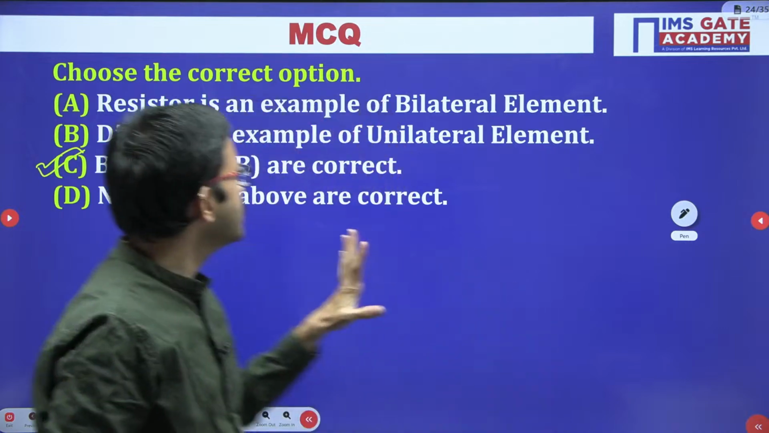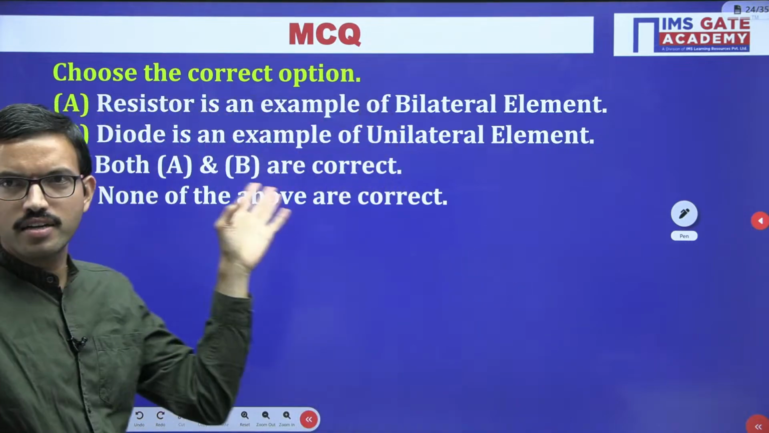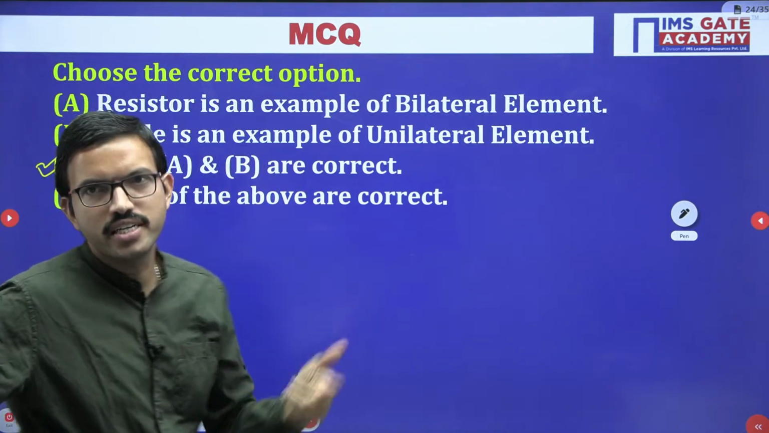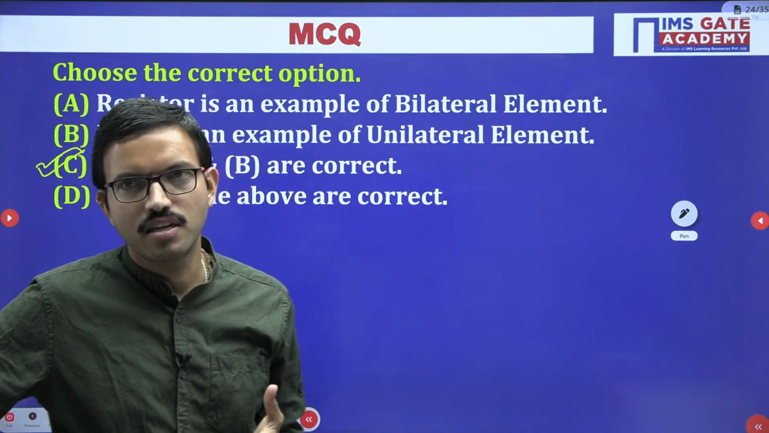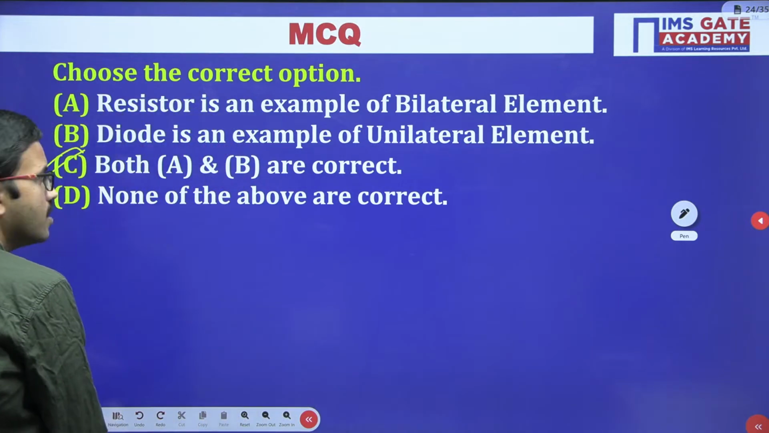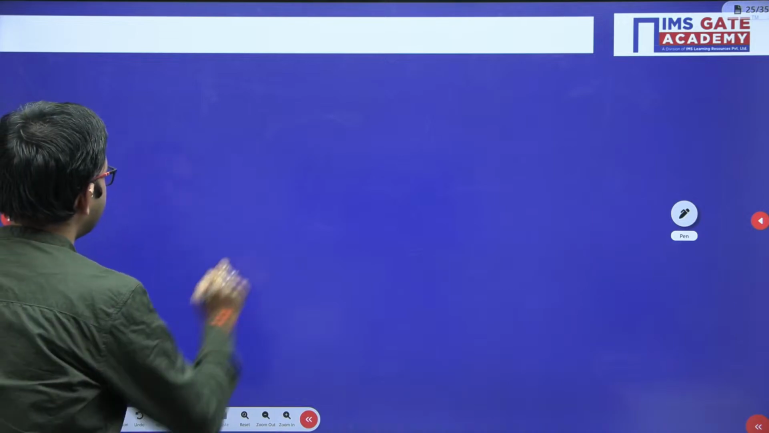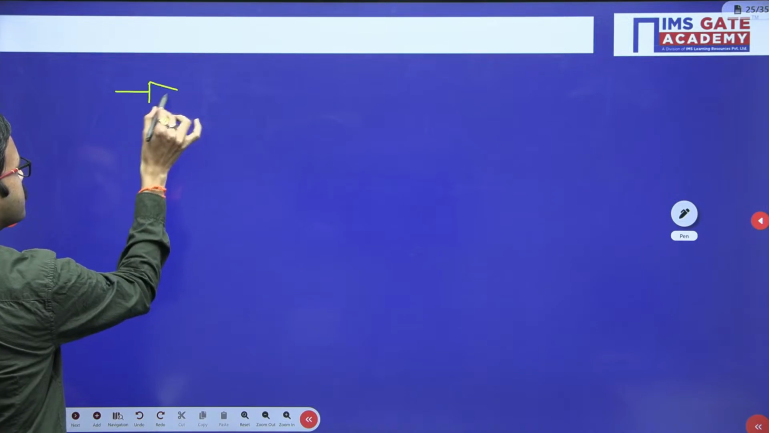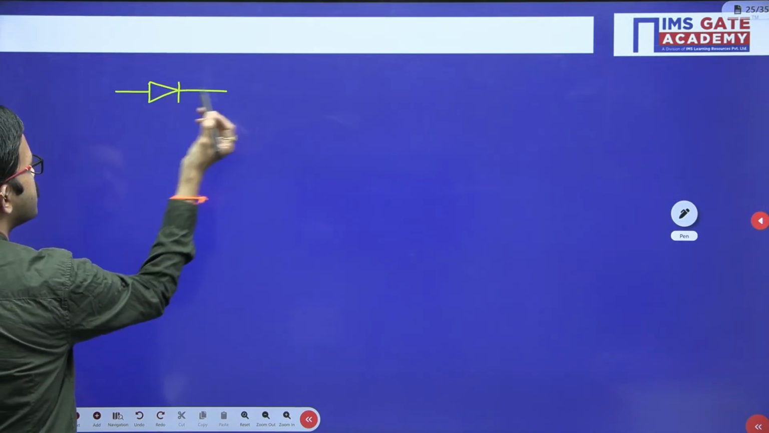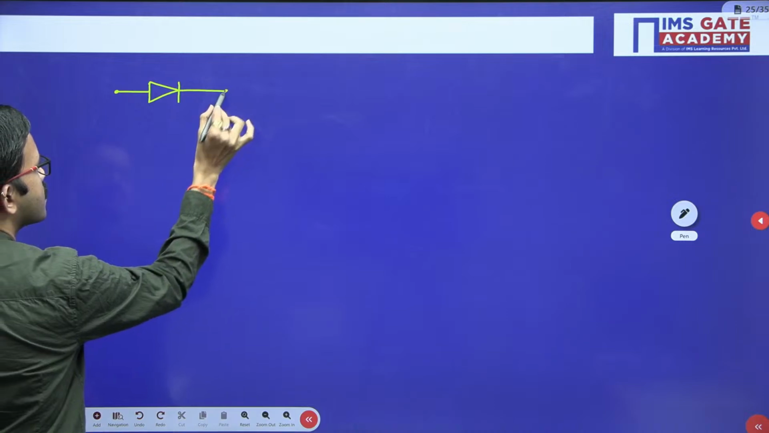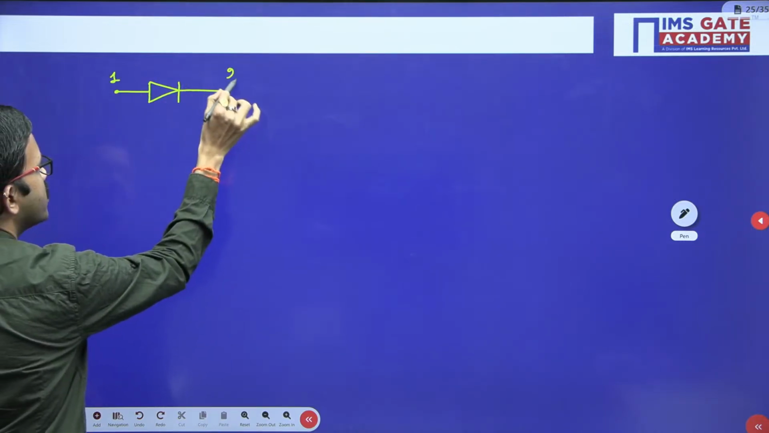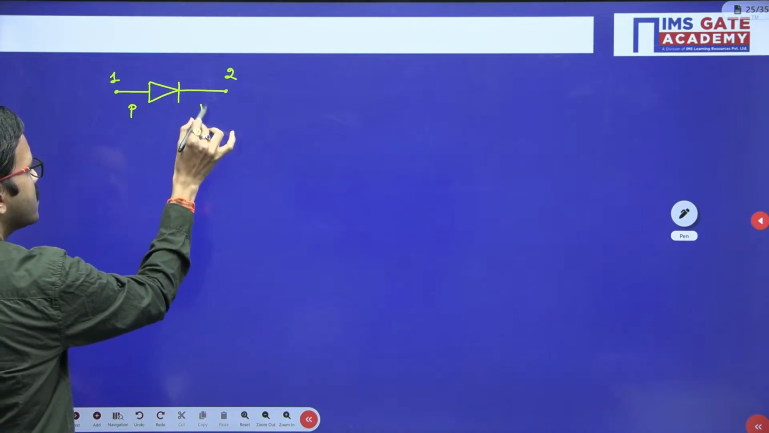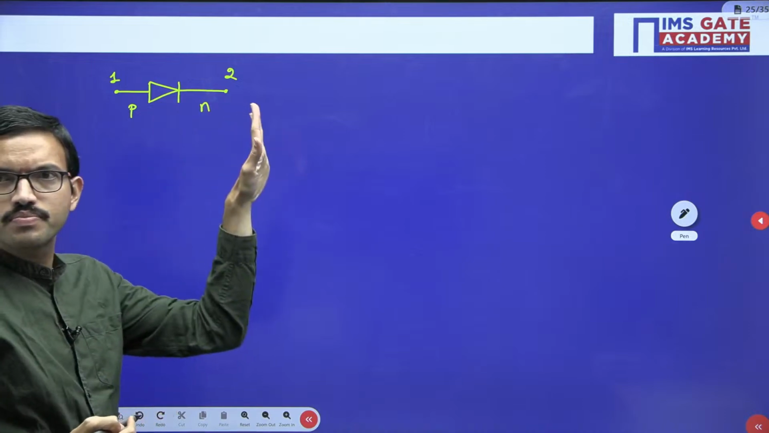Now let us see. Regarding resistor, I hope it is clear for everyone. Now let us see regarding the diode, how it is unilateral or why it is not bidirectional, or bilateral. Say for example, when you are having the diode like this, you are having two terminals 1 and 2, or otherwise you can call this the P type, this the N type. P terminal, N terminal, PN junction diode.